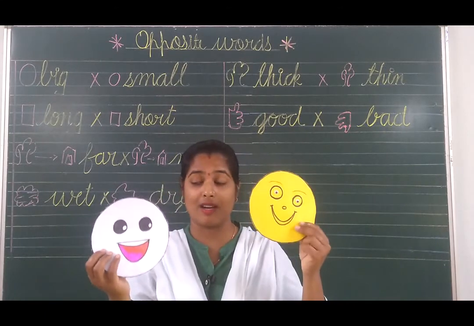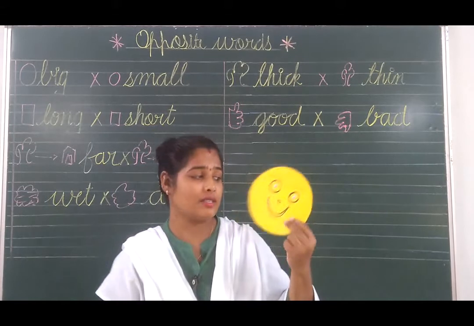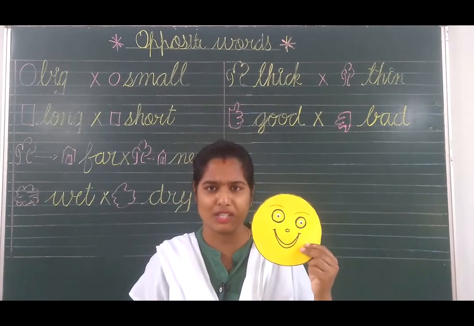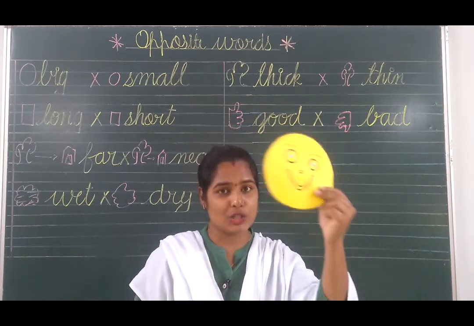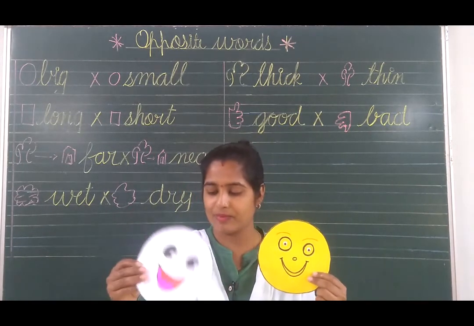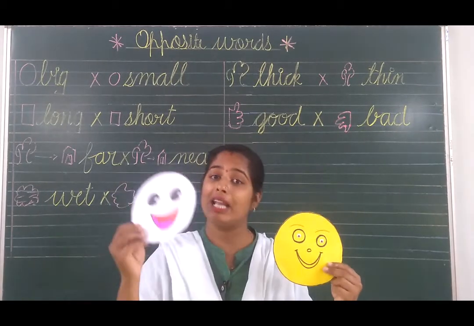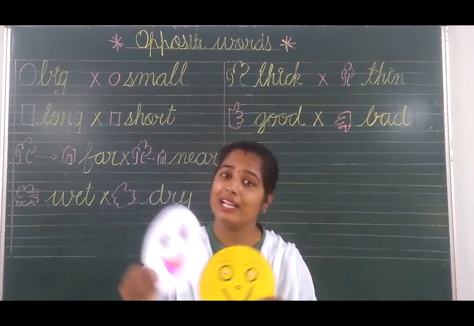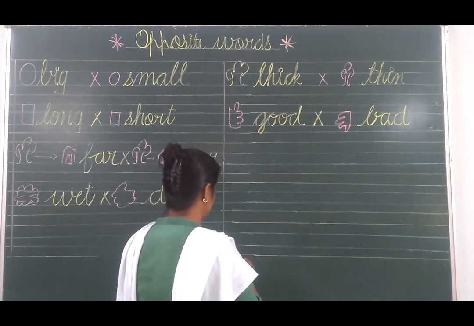Now I am having something. Yes, one is sun and one is moon. Sun and moon. But sun kab aata hai? Night ko. No, kab aata hai? Day. Jab din hota hai tab suraj hota hai. Then night ko moon. To day, night. Day, night. So here you will write opposite word.